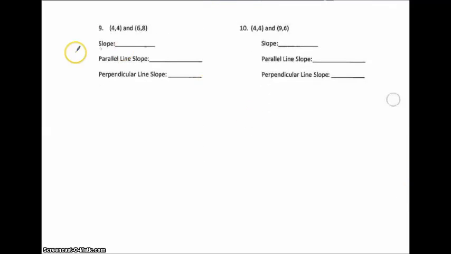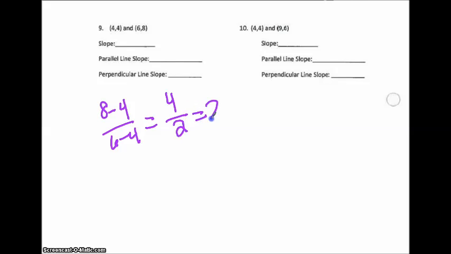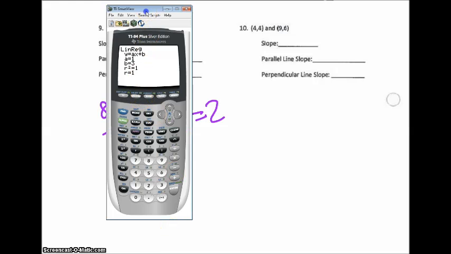Once again, I don't care if you do your subtracting or if you do it in Stat. If you were going to subtract on this one, it would be like 8 minus 4 over 6 minus 4. 8 minus 4 is 4, 6 minus 4 is 2, and that reduces to 2. If you took it to Stat, you should get the same thing.